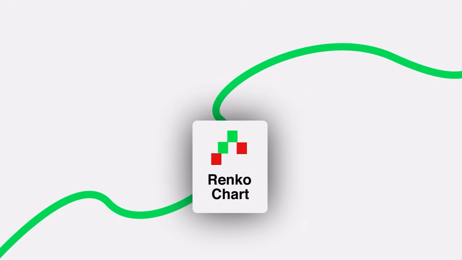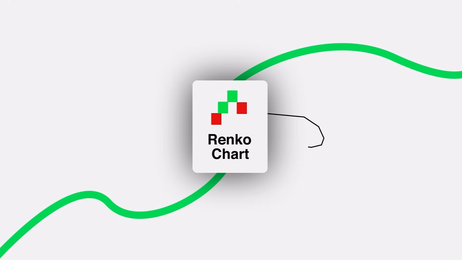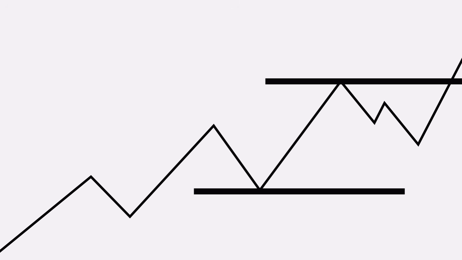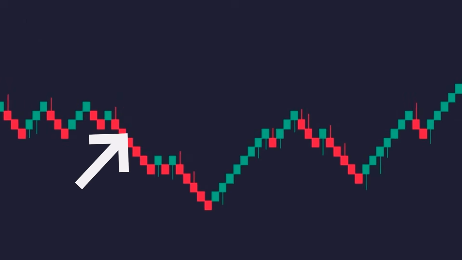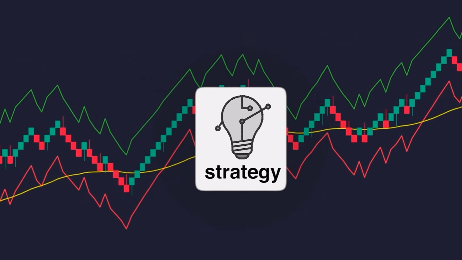And so, the big advantage of the Renko chart is that it removes noise, trends are much cleaner, and support and resistance levels stand out clearly. The downside is that it can lag in fast markets and it hides the time factor, but overall it's a fantastic tool for trend following. Now that we understand what Renko charts are, let's move on to the strategy.